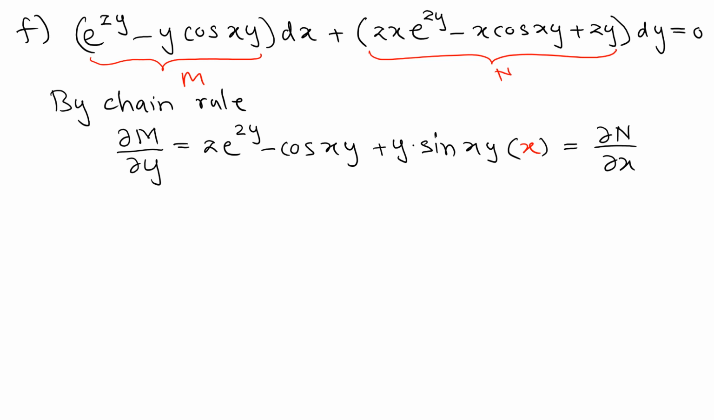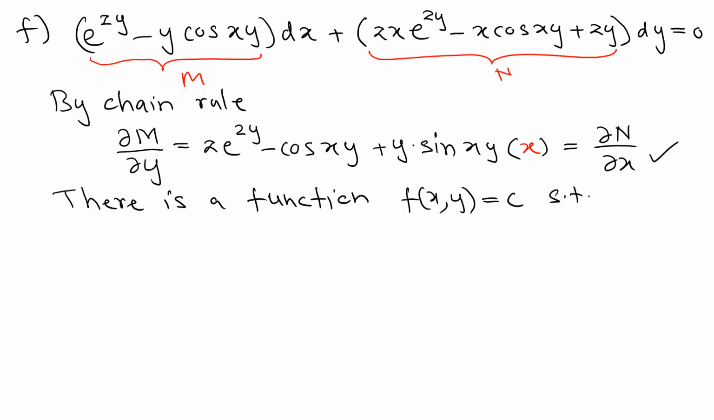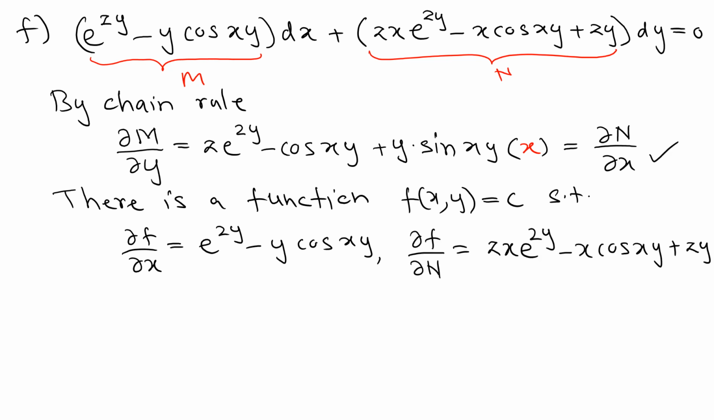So they are equal, so that means exact. So then there's a function f(x,y) such that ∂f/∂x equals the M function, and ∂f/∂y equals the N function. Now integrating separately, first with x, next with y, we get these two.